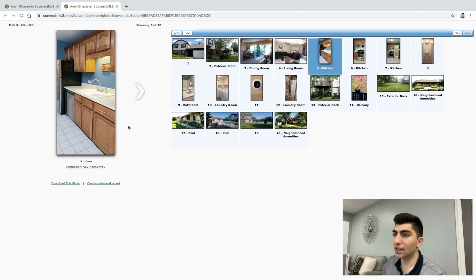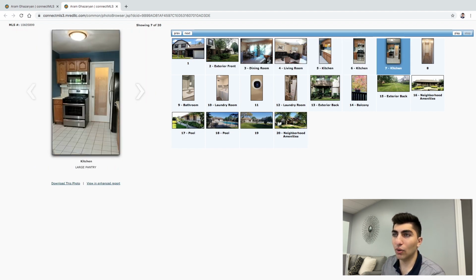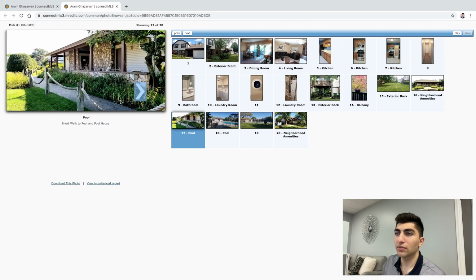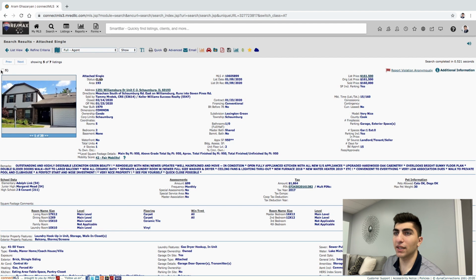It does have carpets, definitely not new. Cabinets are a little bit old. Appliances look fine. Bathroom is fine. Overall decent unit, can't really complain. It's sold for 160. Not much different than the one that sold for 155. Not much different than the one that sold for 146.